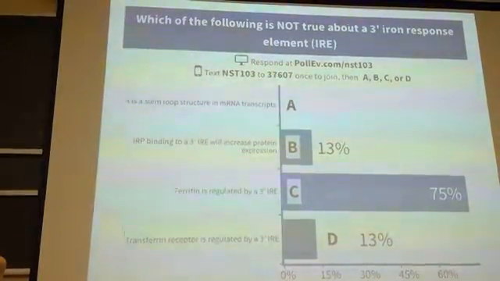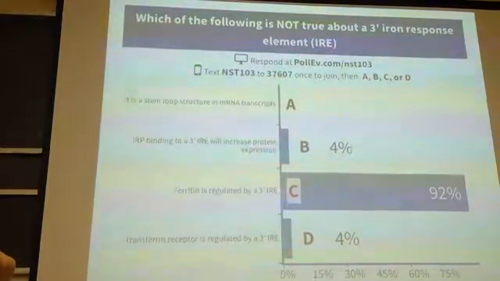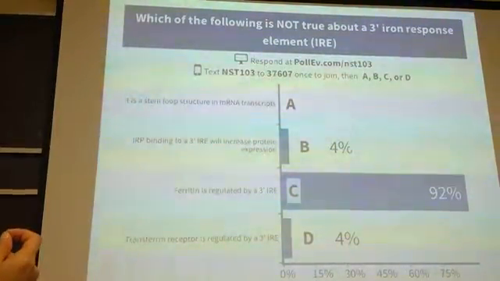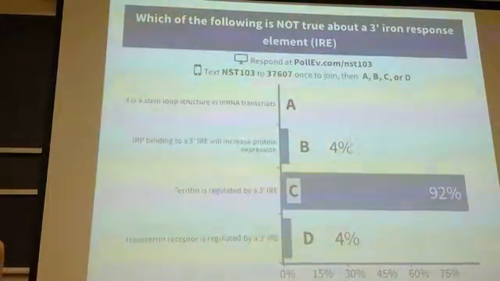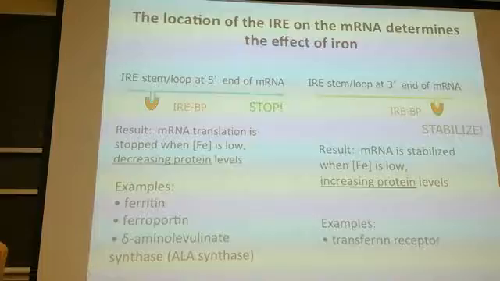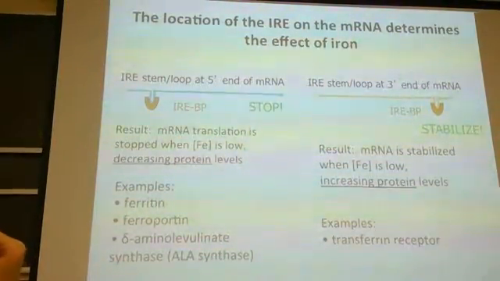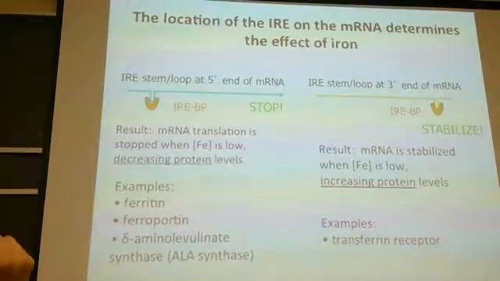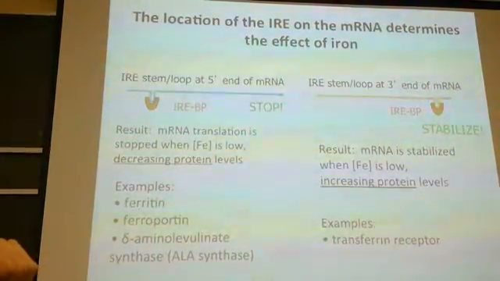All the others are true, then, IRE is a stem loop structure in a transcript, right? IRP binding to a 3' IRE will increase protein expression, and that's advantageous because it increases the amount of transferrin receptor. So if we just recall the slide, in the absence of iron, this will be sensed by the IRP, which will have that disrupted iron-sulfur cluster, allowing it to bind to the IRE, which can be the stem loop either at the 5' or the 3' end of the transcript.